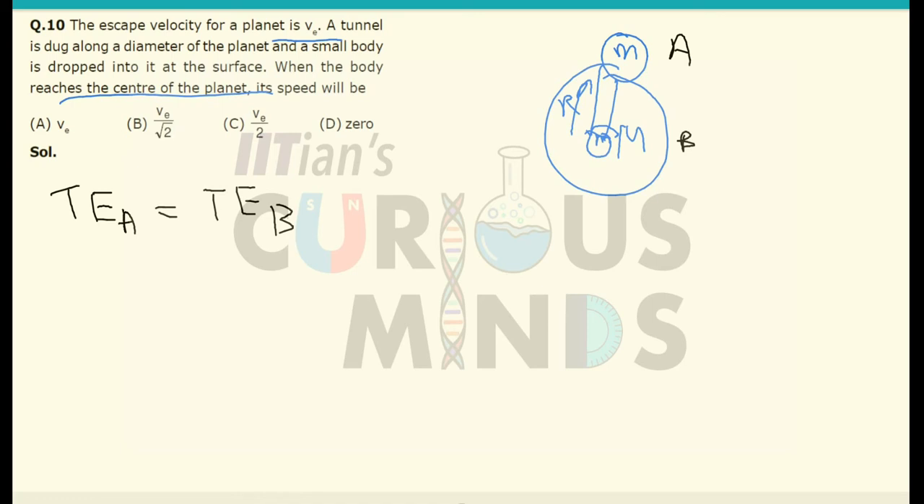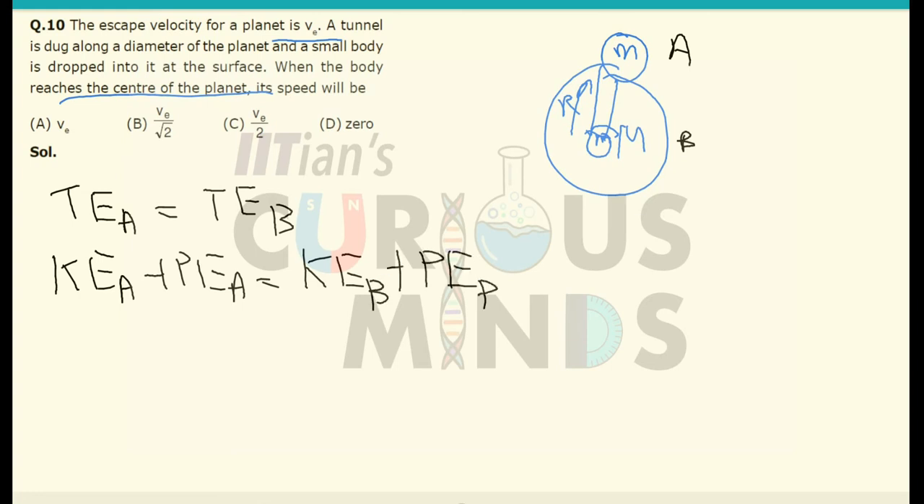So total energy over here will be equal to the kinetic energy at A plus the potential energy at A. It will be equal to the kinetic energy at B plus the potential energy at B. Now when the body was just dropped, its velocity will be equal to 0, so the kinetic energy in the first case is equal to 0. The potential is equal to minus GMm divided by r.